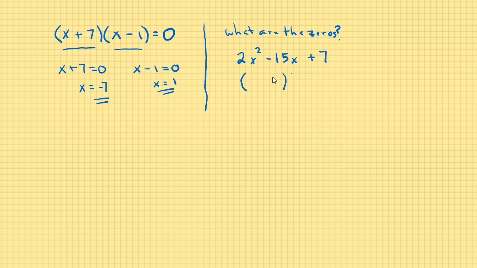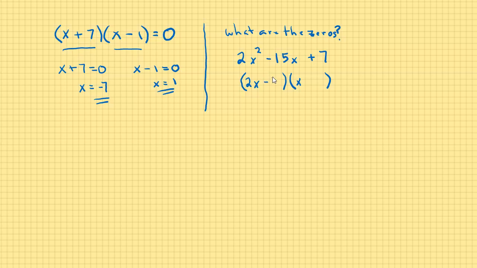You should be pretty good at factoring by now. The only way you're going to get 2x squared is to have 2x in one location and x in the other location. And if you look at the 7 here, the last terms either have to be 1 and 7, 1 first and then 7 next, or 7 first and 1 next.